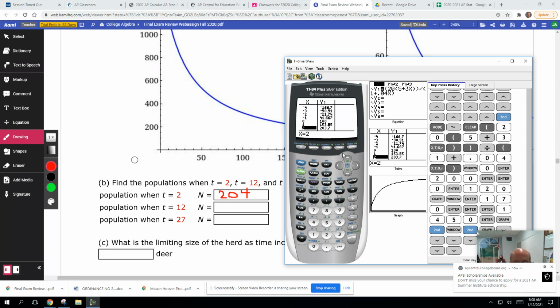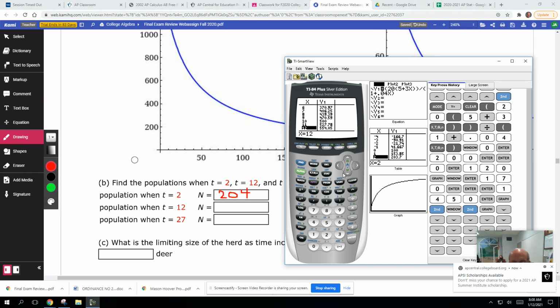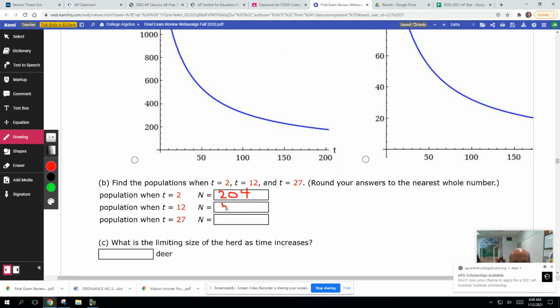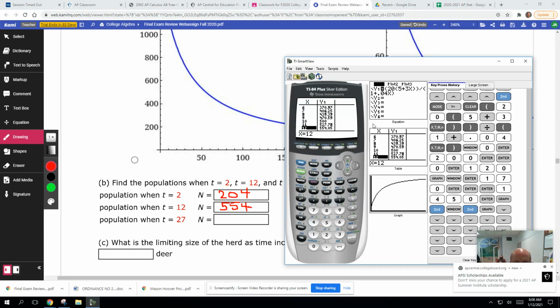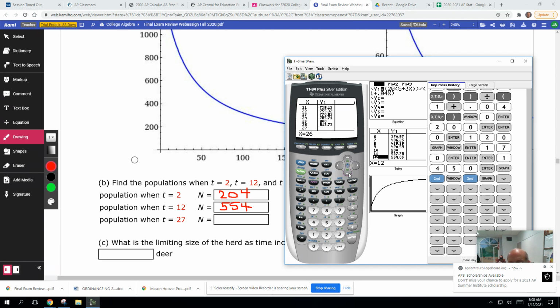We'll go to 12. 554. Or we go to, it was 27. About 827.